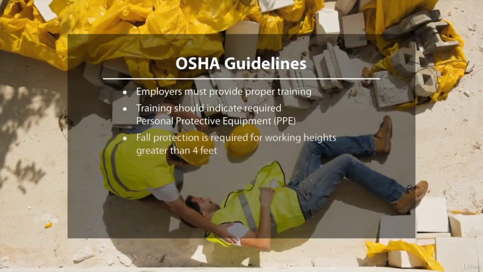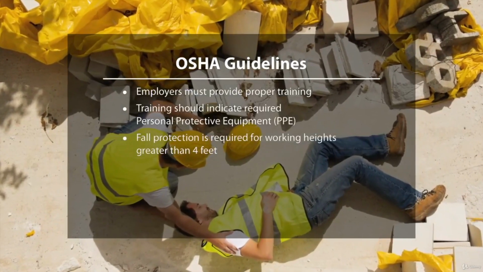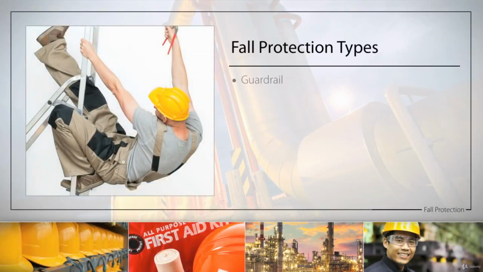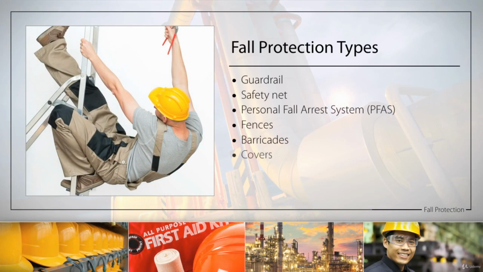OSHA requires that fall protection be provided if an employee can fall 4 to 6 feet onto a lower level. In situations where fall protection hazards exist, guardrail systems, safety net systems, or personal fall arrest systems must be used. In some instances, fences, barricades, covers, equipment guards, or controlled access zones may be used. Keep in mind that all employees must be protected from more than just falling off various surfaces. They must also be protected from falling through holes and from having objects fall on them from above.